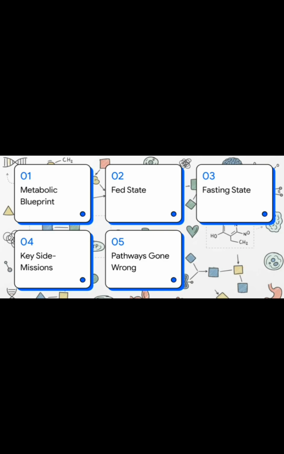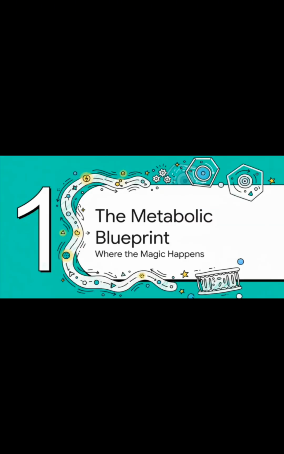So, what's the game plan? First, we'll lay out our metabolic blueprint just to get our bearings. Then we'll dive into what happens in the fed state, right after you eat, and then flip it to the fasting state. After that, we'll cover 2 essential side missions your body has to run. And finally, we'll tie it all together with the high-yield diseases that just love to pop up on exam day. Okay, let's jump right in.